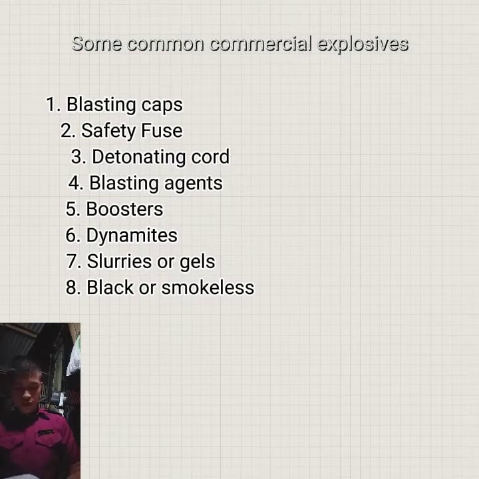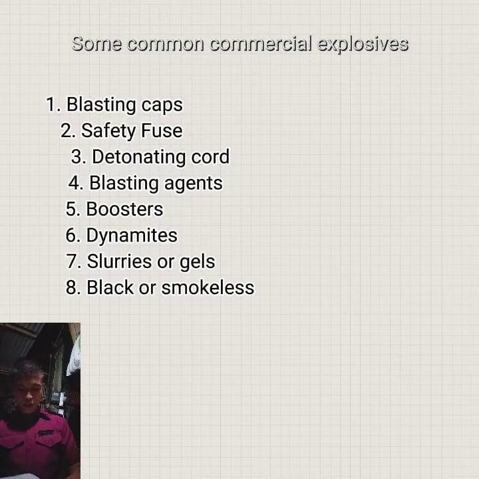Number 2 is safety fuse, a time delay device much like a firecracker fuse. It has a black powder core, a waterproof jacket, and solid striped colors. Number 3 is detonating cord. Usually this has a white exterior containing PETN. This is used to set off multiple charges simultaneously.